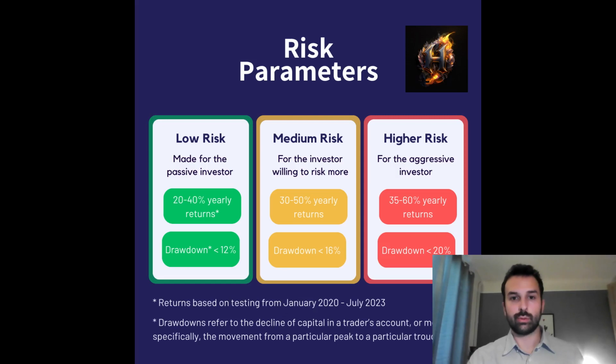There are three different risk options available for Helios. You can choose between low risk, medium risk, and higher risk. The low risk option is made for the passive investor, where you can have returns ranging from 20 to 40% yearly, with a drawdown of under 12%. For the medium investor, you have an option that yields higher returns, but with a slightly higher drawdown, under 16%. And you have an even higher risk option that yields the highest returns, but with the highest risks. Those risk options are up to you, but if you just want to try out the bot at the beginning, I always recommend going for the low risk option.